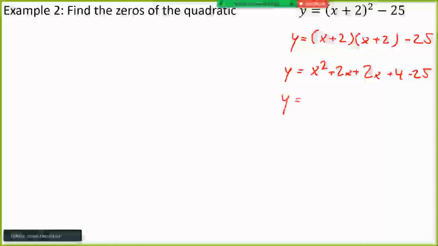Combine like terms. 2x, 2x, that's plus 4x. Okay, and then 4 minus 25. Those are like terms, so that's minus 21. And now, check it out. We have our A, B, C form, standard form. Let me write that down.